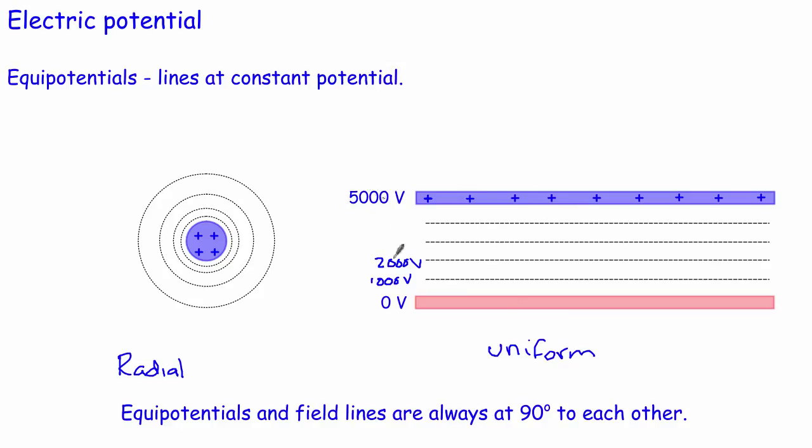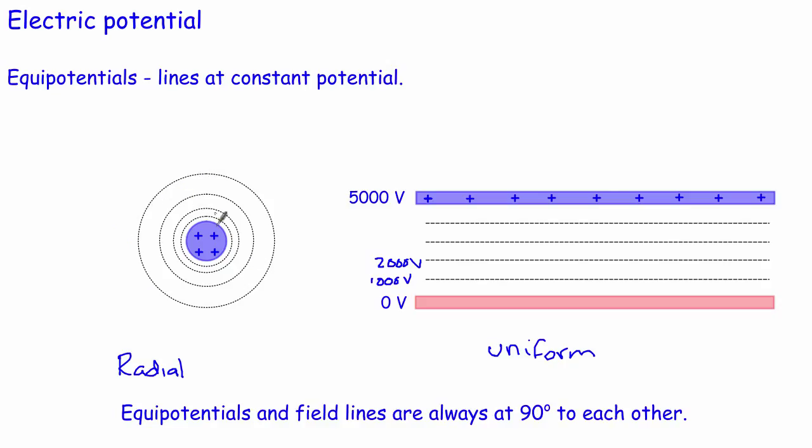So these fields are easy to draw. These are a bit more tricky. One of the important things to realize is that equipotentials and field lines are always at 90 degrees to each other. So if you draw the electric field lines for this, they go in this direction, they'll go downwards, and they're perpendicular to the equipotentials in exactly the same way that if you draw the field lines on this, you'll get that kind of spoke thing, like spokes on a bicycle wheel. But again, the field lines and the equipotentials are always at 90 degrees to each other.